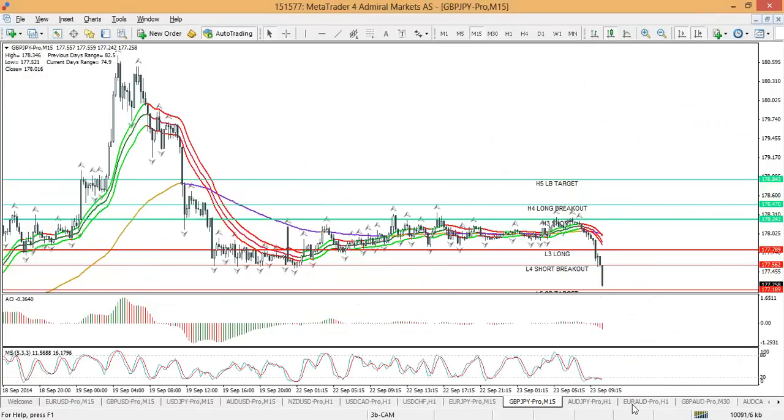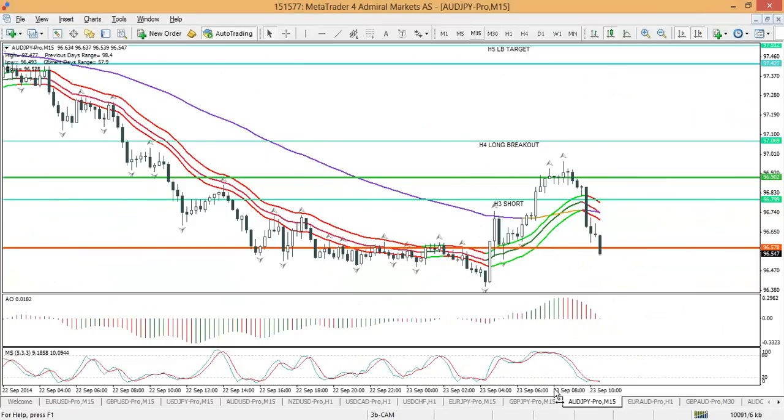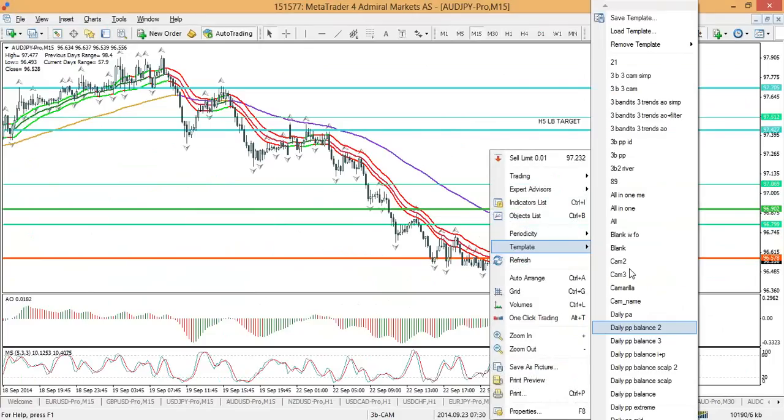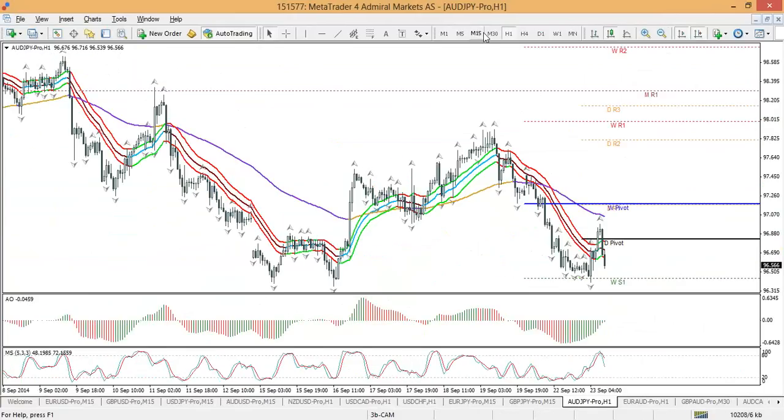Aussie yen is moving down as well. Let's get rid of these lines. Price hit H4 as a resistance spot. Price was in a downtrend, so looking for shorts here. Doing pretty well. A 1 hour shooting star, for instance.